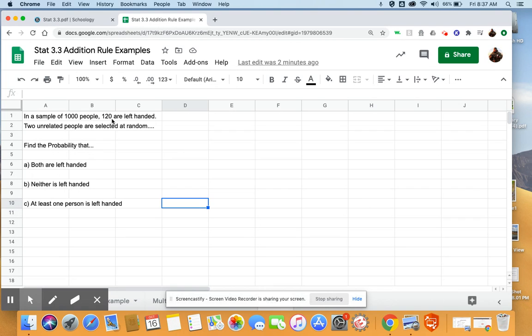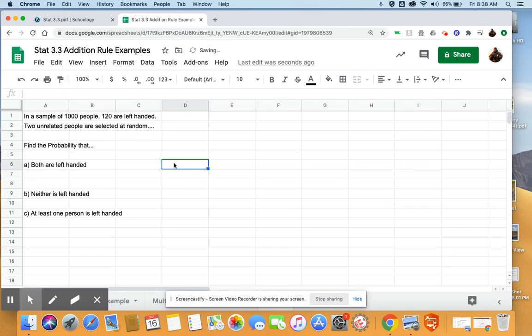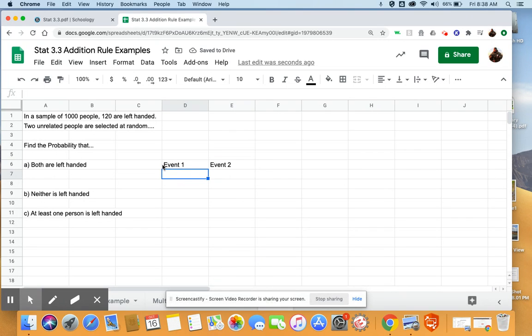In a sample of 1,000 people, 120 are left-handed. 2 unrelated people are selected at random. Find the following probabilities. First is that both people are left-handed. Again, you've got 2 events occurring here. You're going to have the first event, event 1, and event 2. The first event is a left-handed person. Well, we've got 120 divided by the 1,000 people we're choosing from. This is 0.12 as a probability.